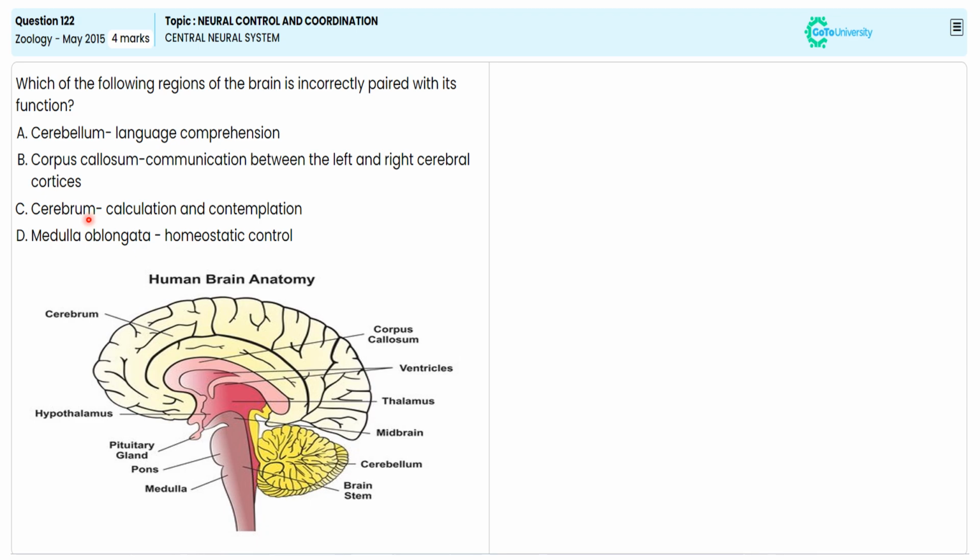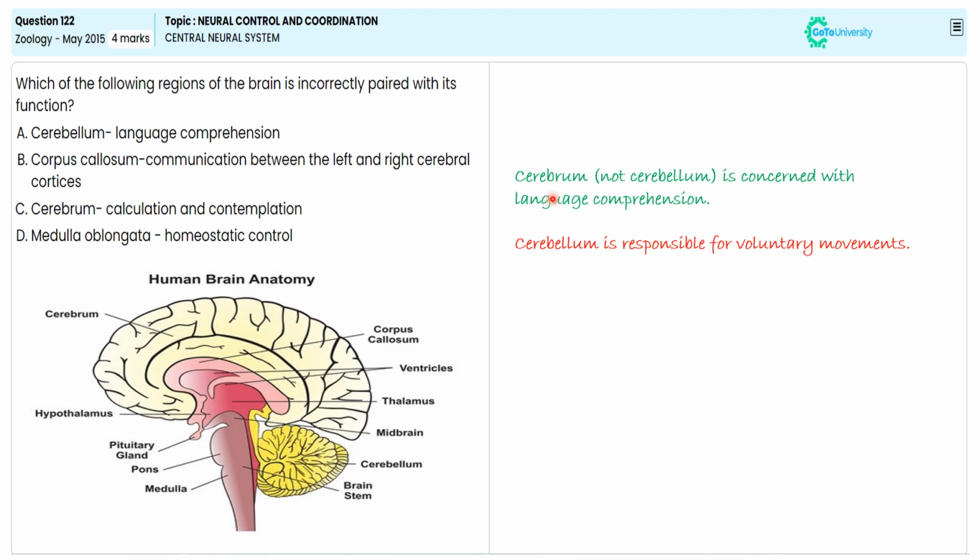D. What are the points we told with this picture and options? We are giving them as a point-wise narration to have a recap and also to take neat notes. For our future reference, the cerebrum, not the cerebellum, is concerned with language comprehension. The cerebellum is responsible for voluntary movement. With this specification, we are choosing option E as the correct answer to secure 4 marks.